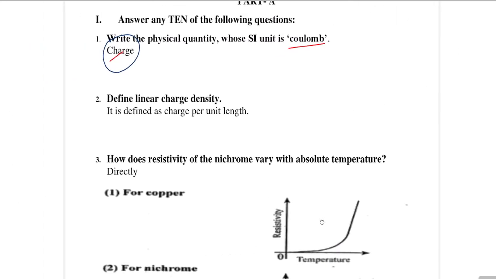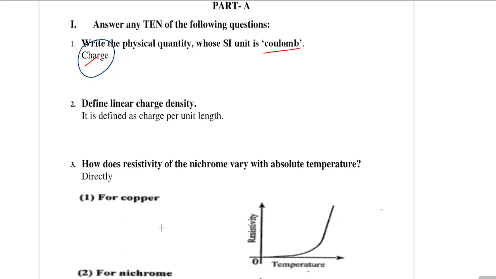Question 2 says, define linear charge density. The symbol for this is lambda. Lambda is defined as charge by length. So linear charge density is defined as charge per unit length, or mathematically it is given as charge by length.